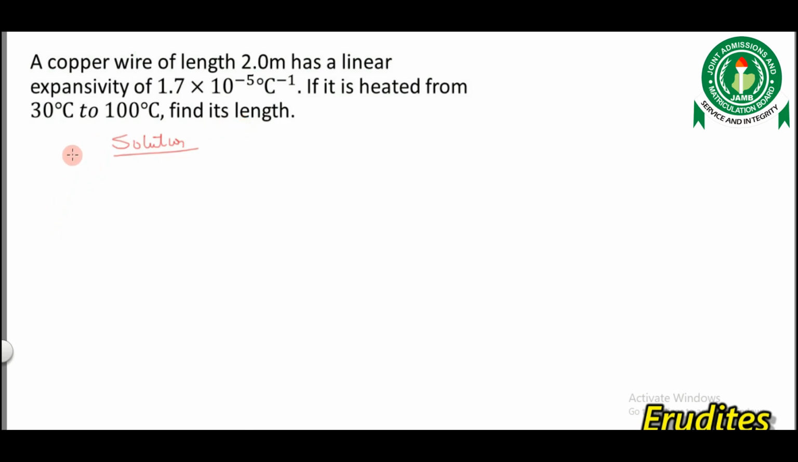So let's first of all fish out the parameters. I read again. A copper wire of length 2 meters, that's our L1. L1 is equal to 2 meters, 2.0 meters. It has a linear expansivity of 1.7 times 10 raised to the power minus 5. So my linear expansivity for this copper wire is equal to 1.7 times 10 raised to the power minus 5.